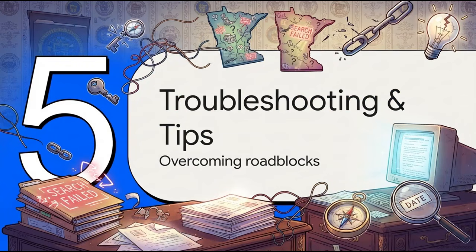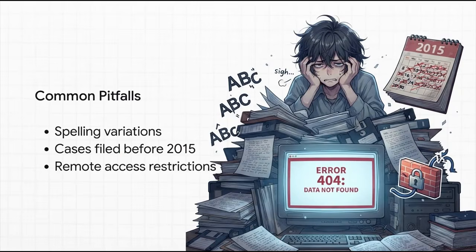Which brings us nicely to Section 5, Troubleshooting and Pro Tips. Because, let's be real, investigations aren't always perfect, and you might hit a few bumps. So here are the most common hurdles you might face. First up, spelling variations. But hey, you already know the wildcard trick for that. Second, older cases. If a divorce was filed before July 1, 2015, you probably aren't going to be able to download the plain copies of those documents directly through the remote MCRO portal. And third, those Rule 8 remote access restrictions might block you from seeing sensitive data from home.